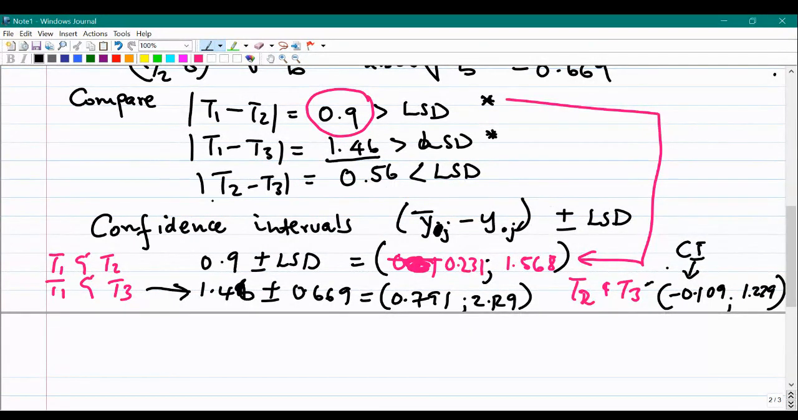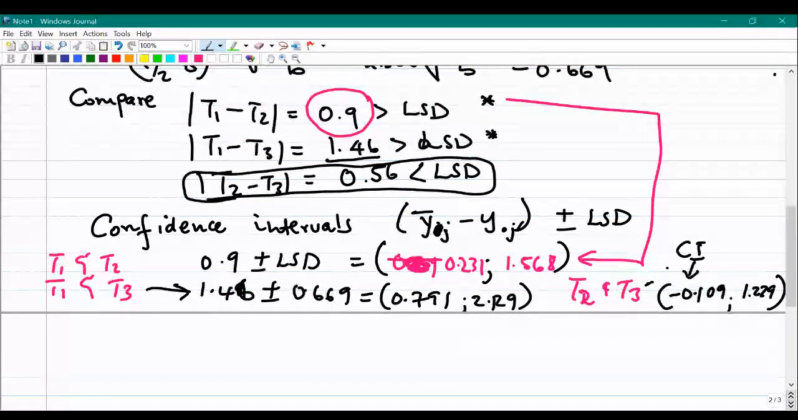And we agreed that we saw it even from the LSD that mean 2 and mean 3 are the same, isn't it? They don't differ. Mean 2 and mean 3 are the same. Also confirmed by what? By its confidence interval. So when you are writing a test, you may be asked to use the confidence intervals to indicate which means are the same or which means differ, isn't it?